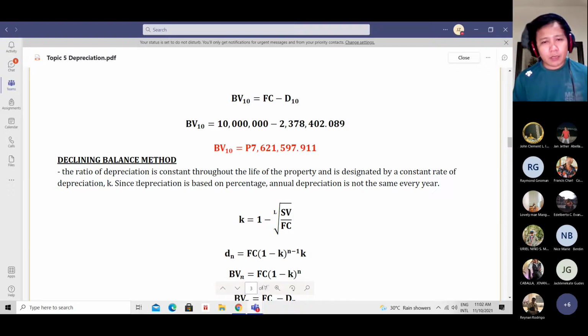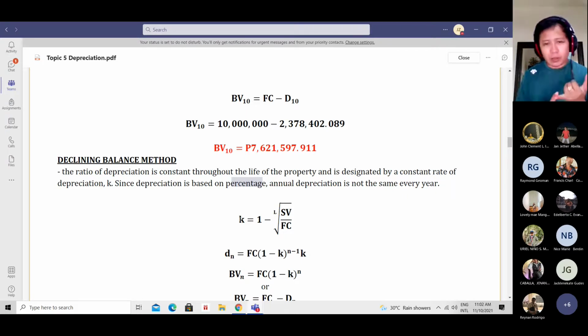Okay? So you have here, depreciation is based on percentage. For example, let's say, every year, mag-depreciate siya by 10%. Or let's say, for example, every year, mag-depreciate siya by 5%. So, ang declining balance method, magdepende sa depreciation rate ang imuhang pag-decrease sa value. So, it will not be based on a fixed amount, but it will be based on a fixed percentage.